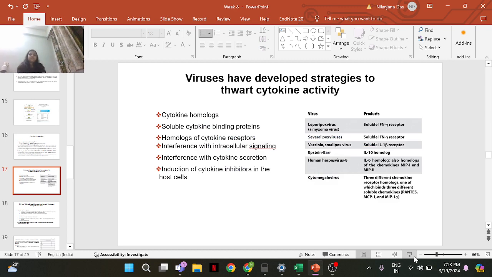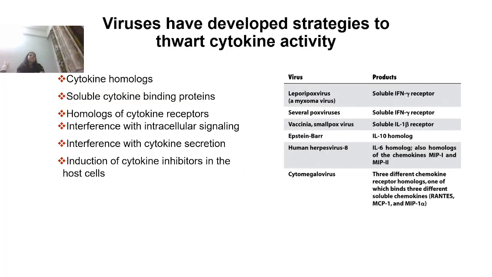So these molecules are activating our immune system and inducing different kinds of signaling. There are many pathogens which have developed many strategies to bypass these cytokines also. For example, viruses have developed many strategies to inhibit cytokine activity. Some viruses can produce cytokine homologs, which will bind to the cytokines or to the receptors. They also can produce cytokine binding proteins.